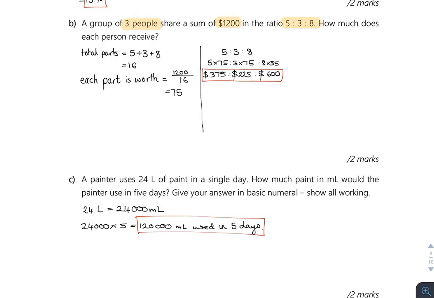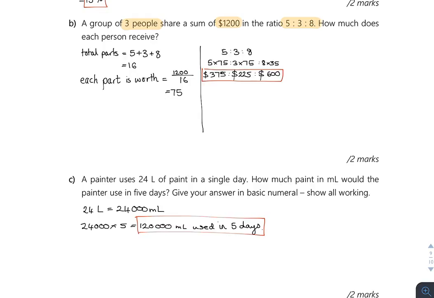Now the first person has 5 parts, so 5 times 75. The second person has 3 parts, so 3 times 75. And the third person has 8 parts, so 8 times 75, which gives me out a result of 375 to 225 to 600.